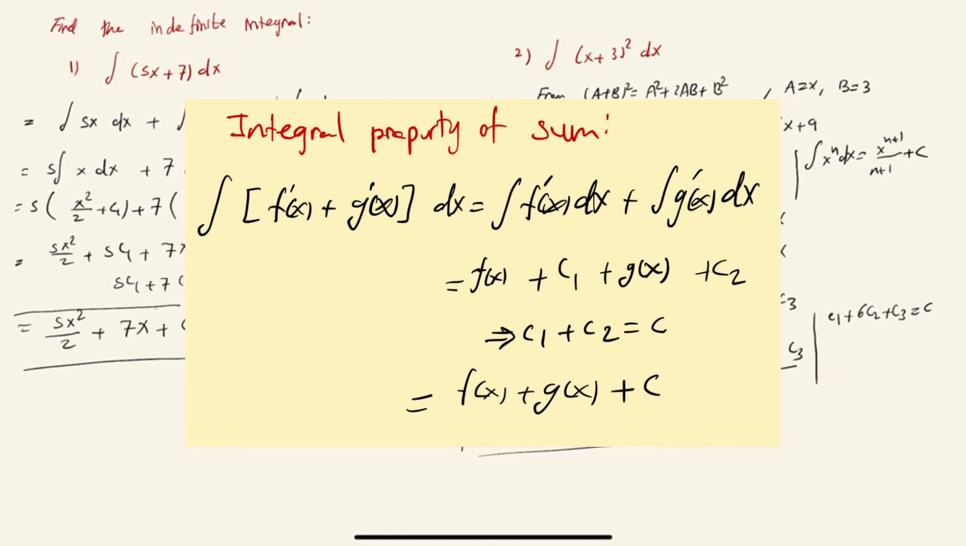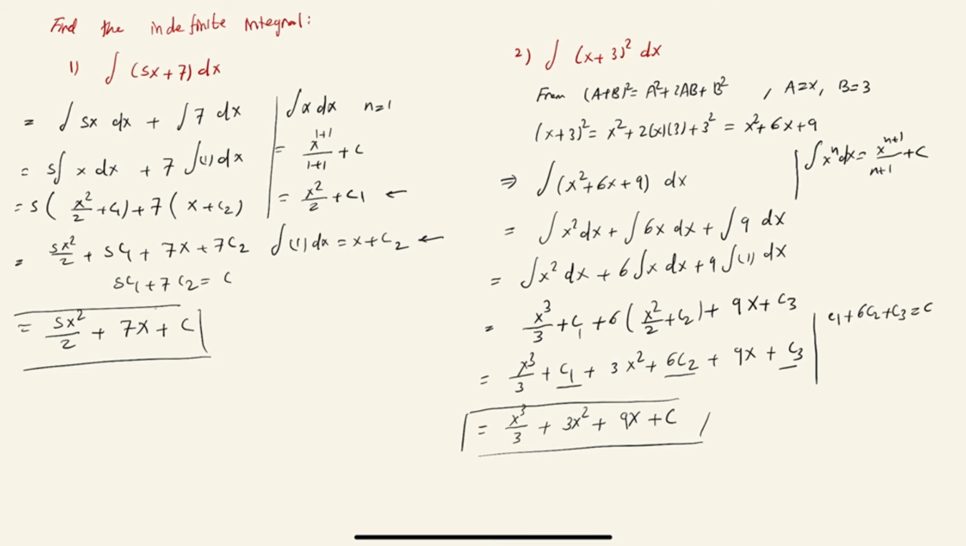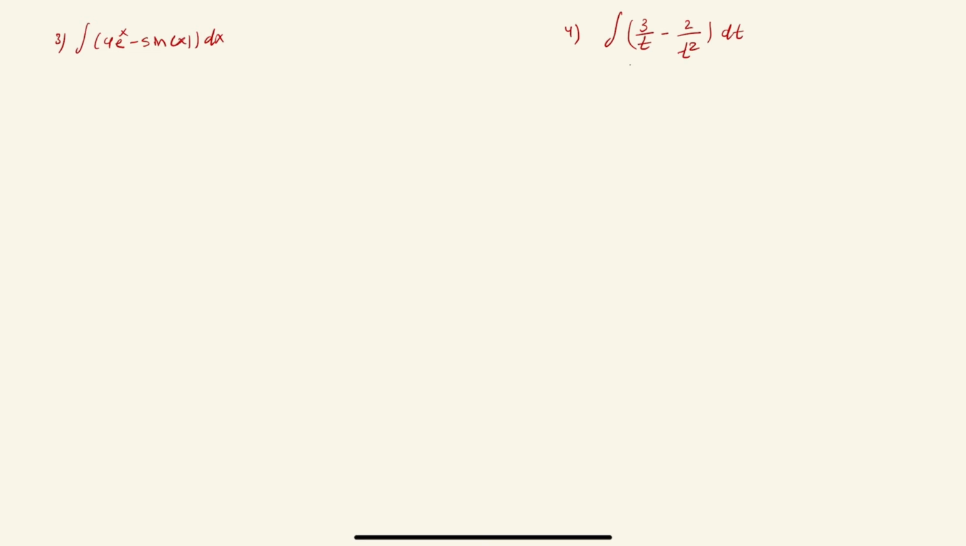Therefore, when we have similar situations, when we're given the integral of a sum of functions, we're going to take the antiderivative of each function and then just add plus c in the end. And that is the resulting antiderivative. Part 3, we have the integral of 4 e to the x minus sine of x dx. Here I'm going to use the properties of sum. The integral of a sum is the integral of each of the functions.